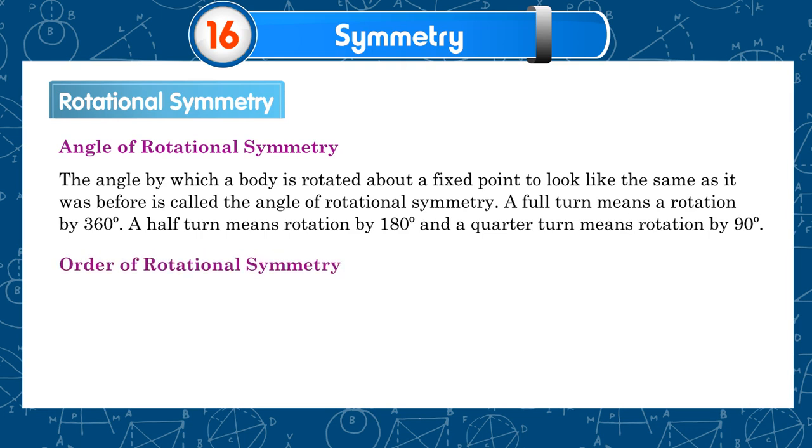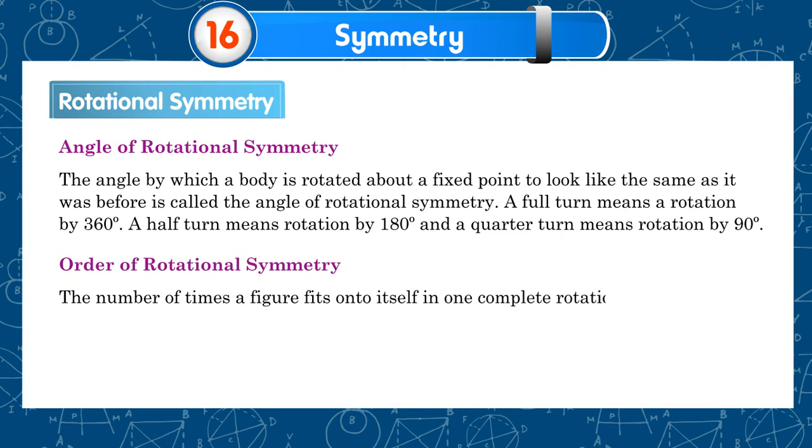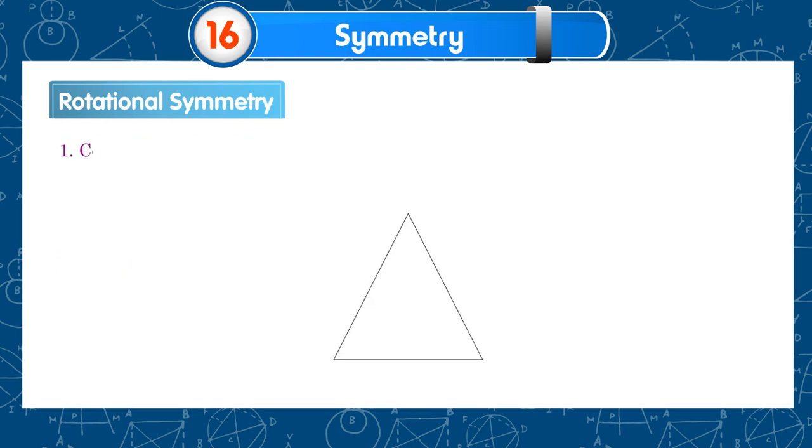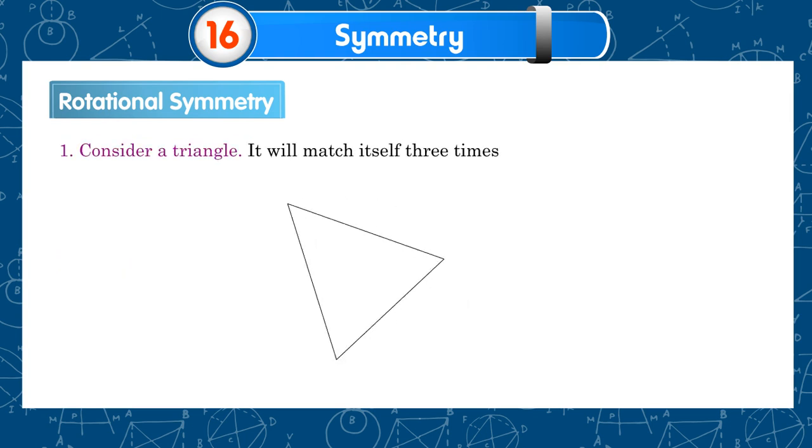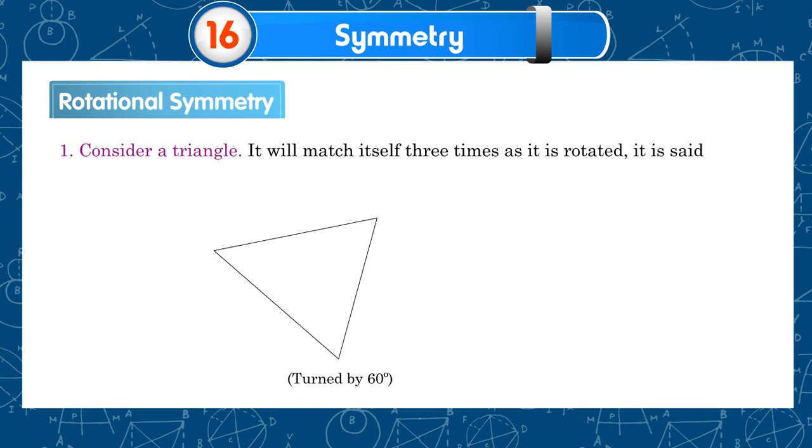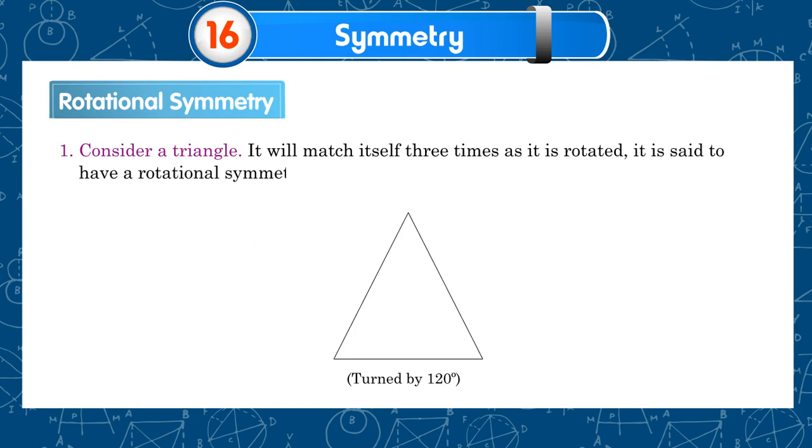Order of rotational symmetry. The number of times a figure fits onto itself in one complete rotation is called the order of rotational symmetry. Consider a triangle. It will match itself 3 times as it is rotated. It is said to have a rotational symmetry of order 3.